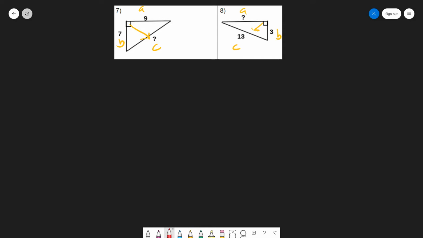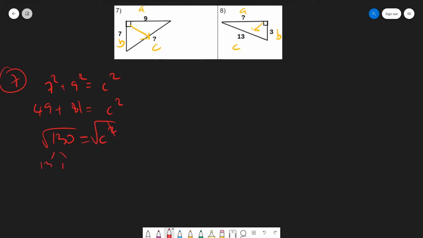So let's do this. For number 7, we don't know C, so we have 7 squared plus 9 squared equals C squared. 49 plus 81 equals C squared. 130 equals C squared. Let's try to take this apart: 13 and 10, 2 and 5. I can't do anything, so we are going to say C equals the square root of 130.